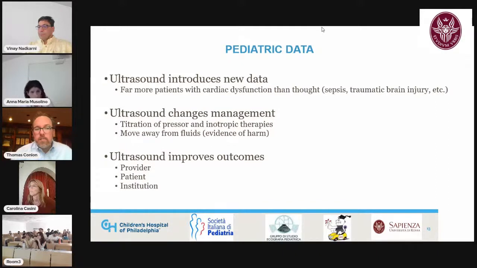We also know that ultrasound changes our management. We will titrate our pressors and our inotropic therapies in a different way when we have ultrasound data. And we find ourselves shifting away from fluids, which I think has beneficial outcomes for patients, knowing that many of our pediatric patients are fluid overloaded, which results in longer-term harm. And we believe that ultrasound improves outcomes. And while there's only growing data in this area, we know that those outcomes can be seen by providers, by patients, and by institutions in different ways.